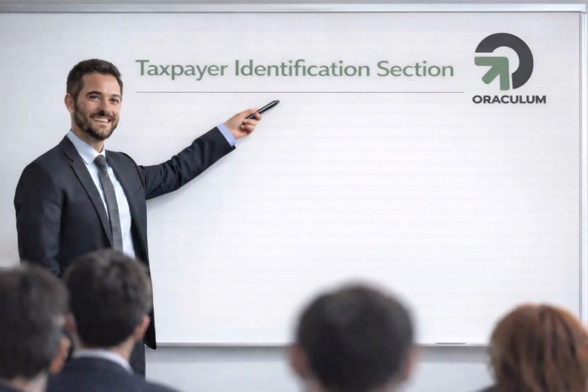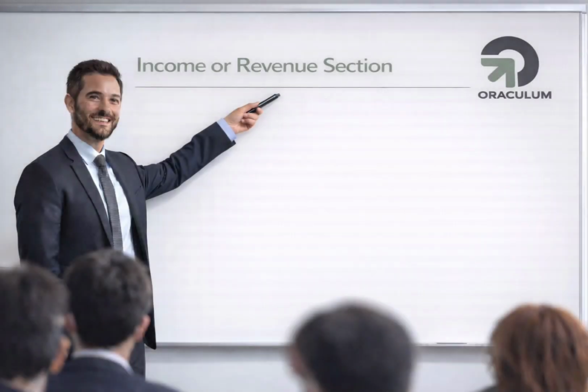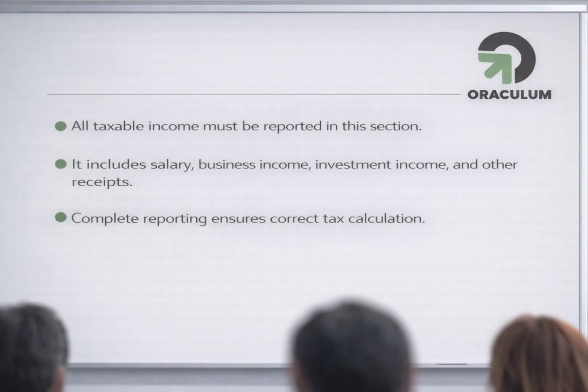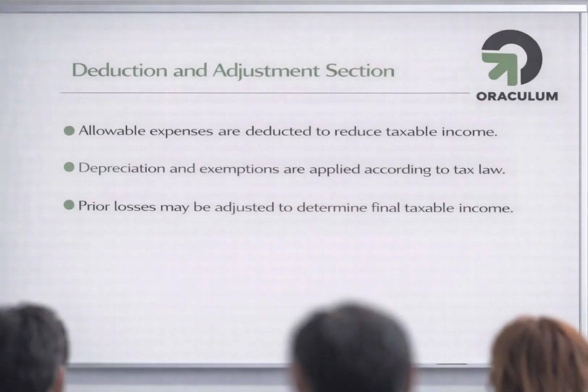Taxpayer Identification Section. This section captures identifying details such as name, tax identification number, address, and reporting period. Income or Revenue Section. This section records all taxable income including business income, salary, investment income, and other receipts. Deduction and Adjustment Section. This section includes allowable expenses, depreciation, exemptions, and prior losses permitted under tax law.